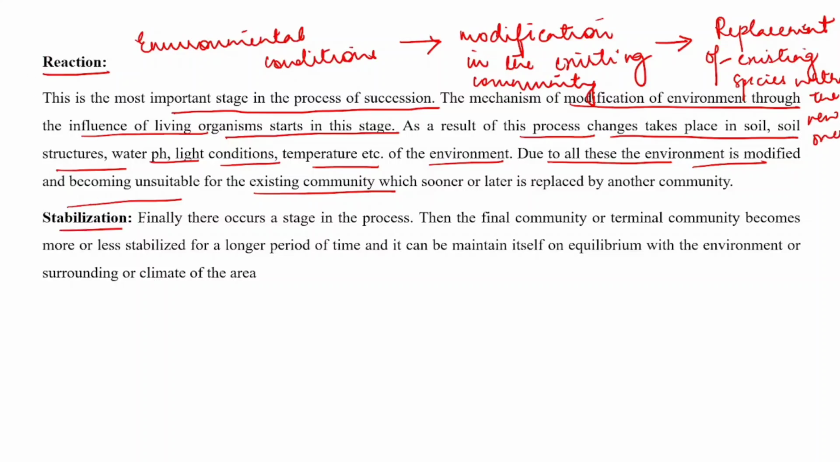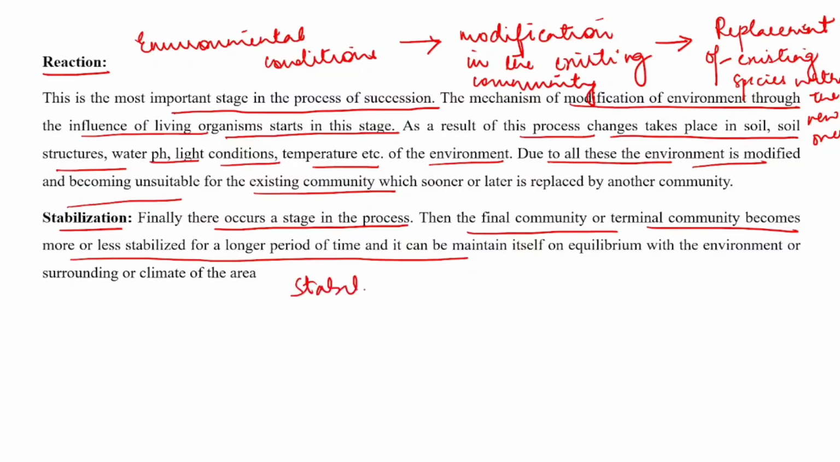Then stabilization. Finally, there occurs a stage in the process where the final community or the terminal community becomes more or less stabilized for a longer period, and that is what we call the stabilized community. The stabilized community that develops, what we call them climax community.